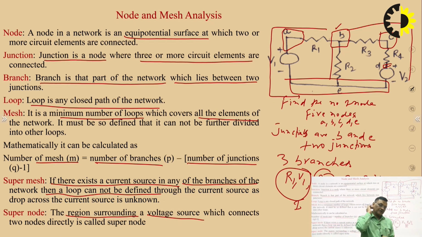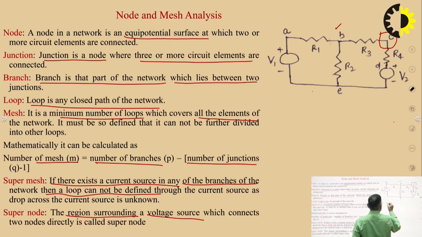A branch is the part of the network that lies between 2 junctions. So first we have to identify the junctions in the given network, and then we can find out how many branches there are. Then mesh and loop. Any closed path is a loop.